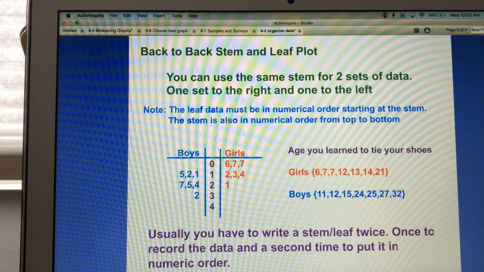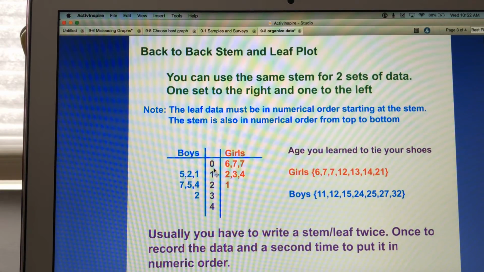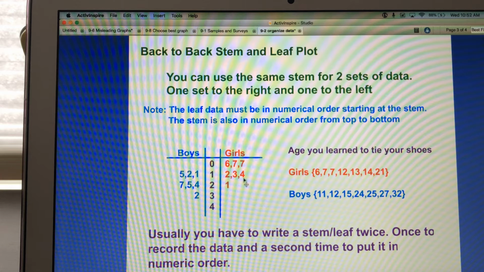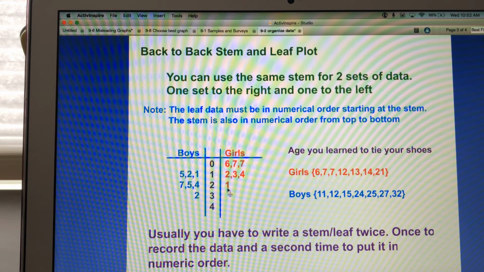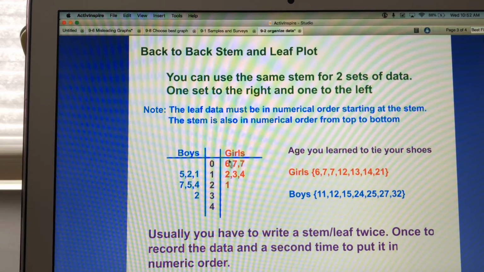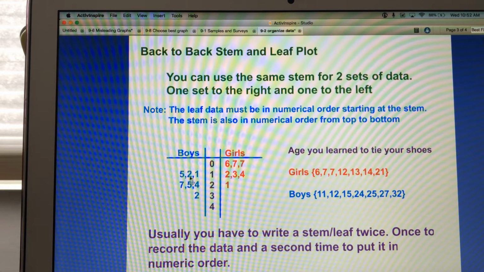You can also have a back-to-back stem and leaf. In this case, I have the age that you learn to tie your shoes. I have girls in red. I see that they learn to tie their shoes at 6, 7, and 7, 12, 13, 14, and 21. Clearly, this is not correct data. This was just for us for fun in class. Boys, let's see, you learned to tie your shoes at 11, 12, 15, 24, 25, 27, 32. Okay, clearly it was fictitious data.